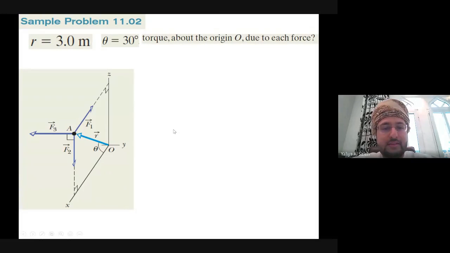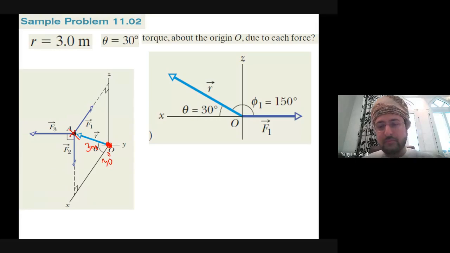So this is the origin. This is where the rotation actually happens, but this is the point at which we are applying the force. We're applying 3 forces, F1, F2, F3. Each one is 2 newtons. And this distance is 3 meters. And this angle is 30 degrees. Well, let's do them one by one.